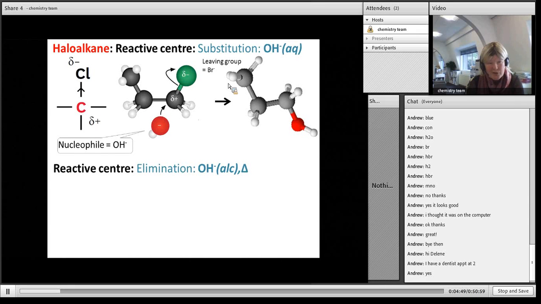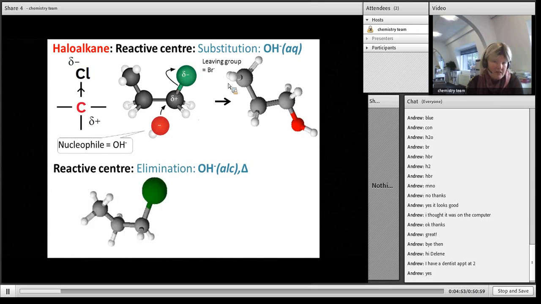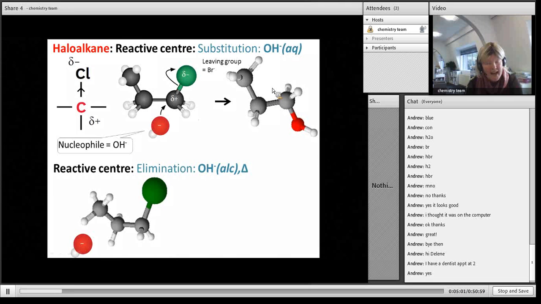Haloalkanes can also do elimination. So with elimination, there's my bromopropane again. And what's going to happen, my OH, so you can see I've got OH in both cases. One, though, is aqueous, so the water supplies more OH. I've got a rich supply of OH as a nucleophile to come in.